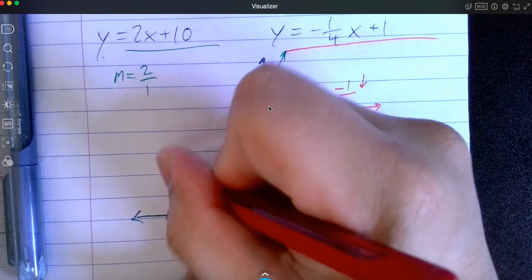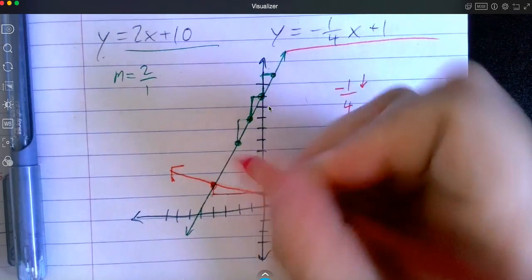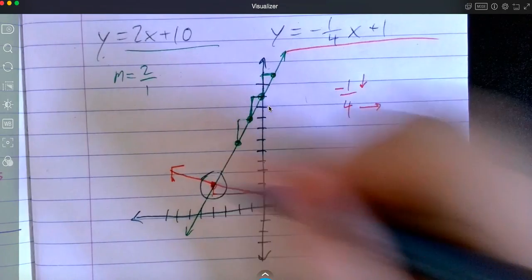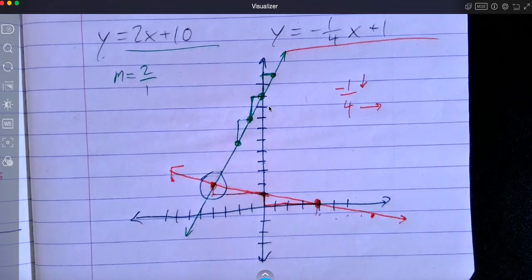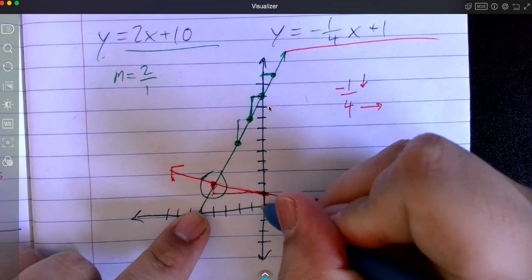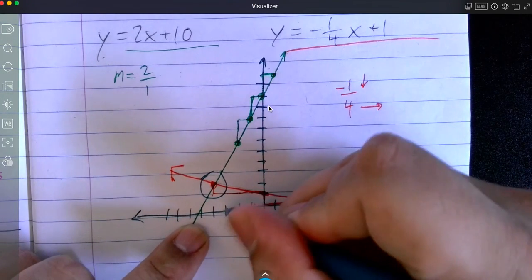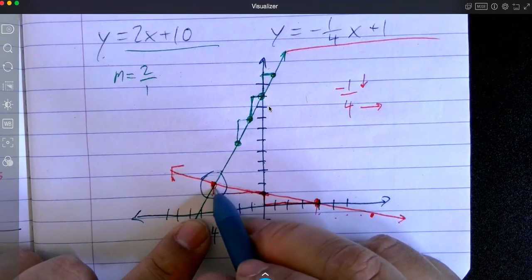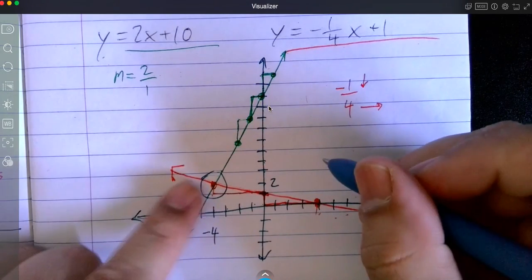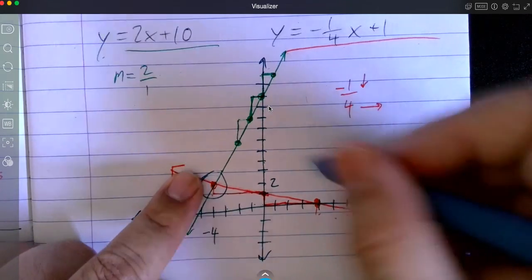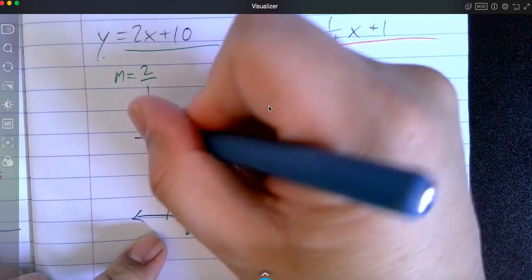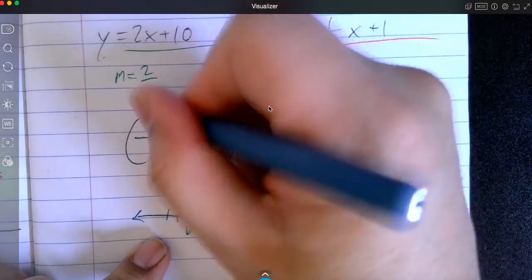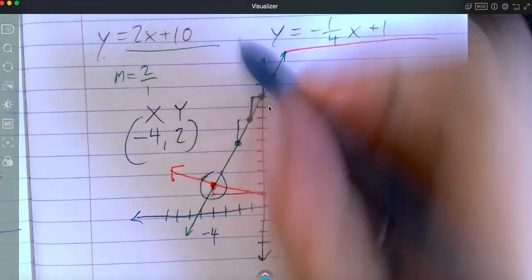Okay. So I think I found my intersection. My answer is right here. Now, again, I said I did this freehand, so I'm going to have to guess what my answer is. So I'm going to guess that my x is 1, 2, 3, -4. I think 2 is my y. So my answer for this, I assume, is -4, 2. That's my answer for x. This is my answer for y.